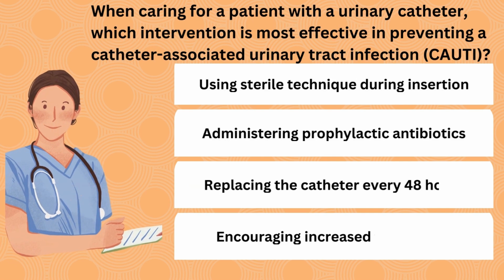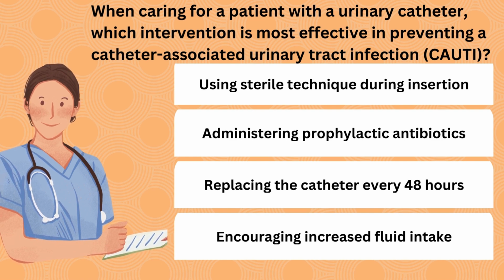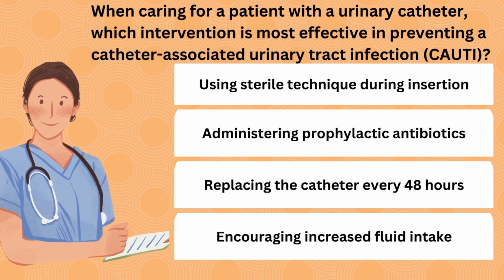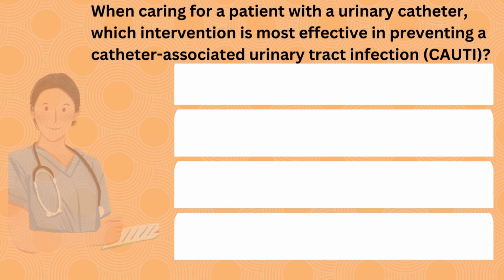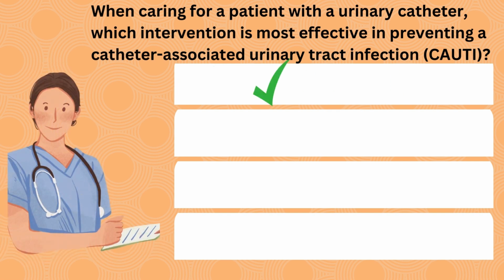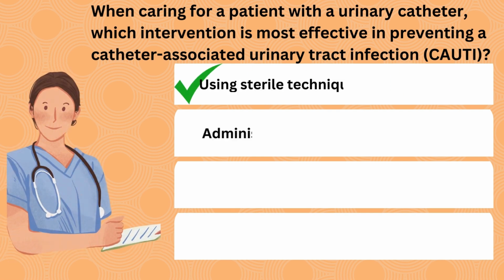Question 12. When caring for a patient with a urinary catheter, which intervention is most effective in preventing a catheter-associated urinary tract infection, CAUTI? Is it A. Using sterile technique during insertion. B. Administering prophylactic antibiotics. C. Replacing the catheter every 48 hours. D. Encouraging increased fluid intake. The correct answer is A. Using sterile technique during insertion. Sterile technique during catheter insertion is essential to prevent introducing bacteria into the urinary tract.